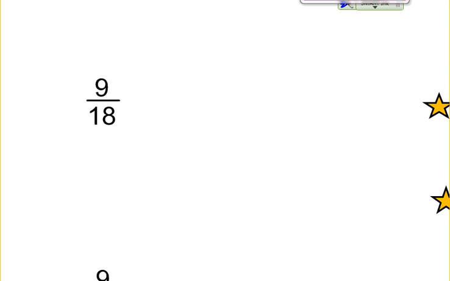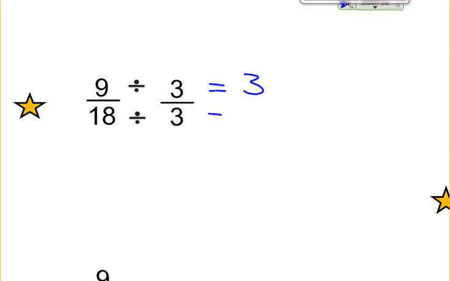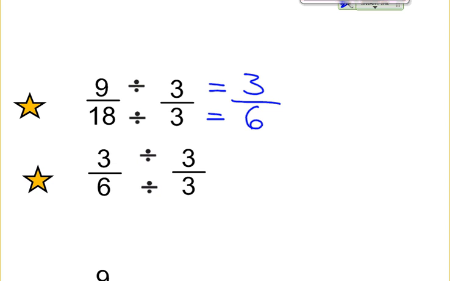Let's try another one. Sometimes our numbers aren't even, so we've got to go beyond that base number of 2 and start searching for other places. So I'm looking at 9, I'm looking at 18, and I'm saying, okay, I can take a 3 out of both of those. I know that. And so 9 divided by 3 equals 3, and 18 divided by 3 equals 6. But wait a minute, I can see another 3 can come out. All right, let's do it again. 3/6 divided by 3/3 is going to give us 1/2. And so we have that idea.